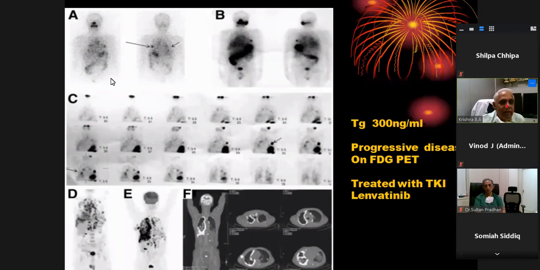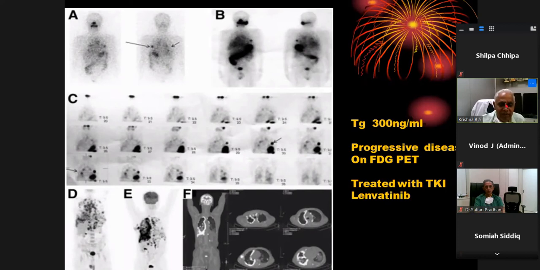As you see here, there are metastases in the lung which are picking up radioiodine. But if you look at the PET scan, the amount of metastatic disease that is present here, all of it is not showing radioiodine. So this patient progressed significantly, and this patient is a classic case for lenvatinib therapy.